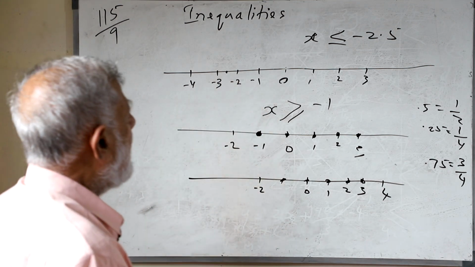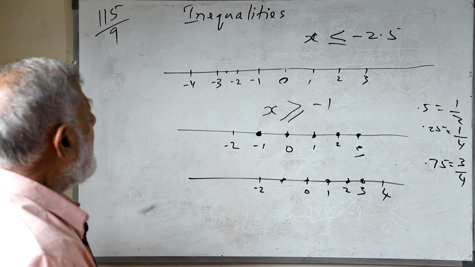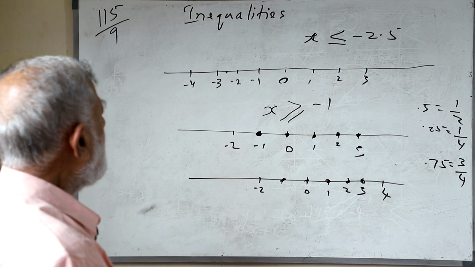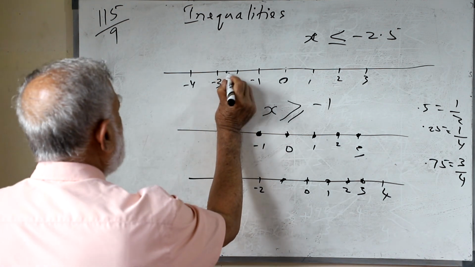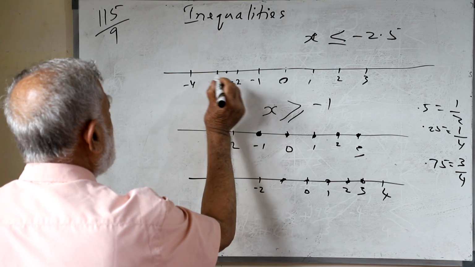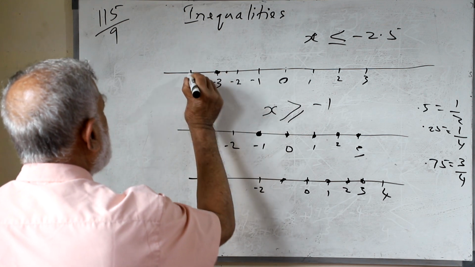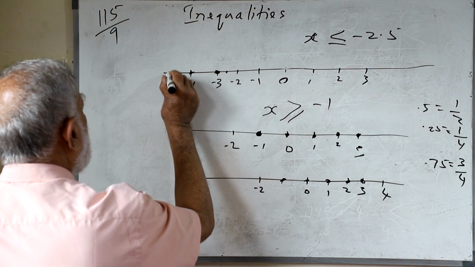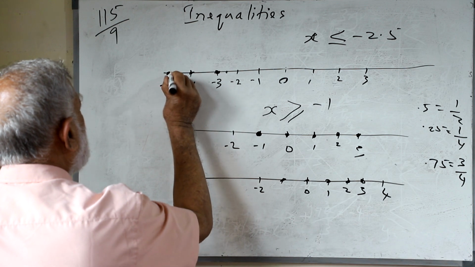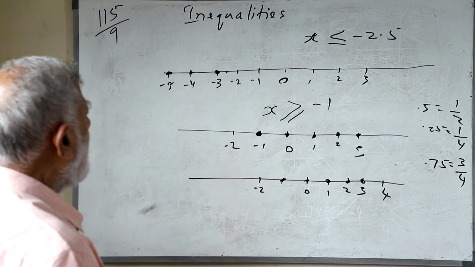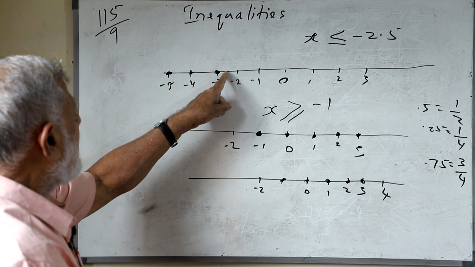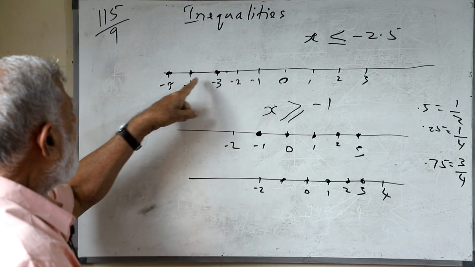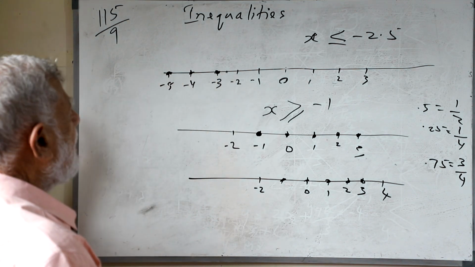So it should be x is less than or equal to 2.5, starting from here. And they want only integral values. So you have to color this, and -5, color this. And start from here, so this is not a point. So the integral values will be -3, -4, -5 and going on like this.